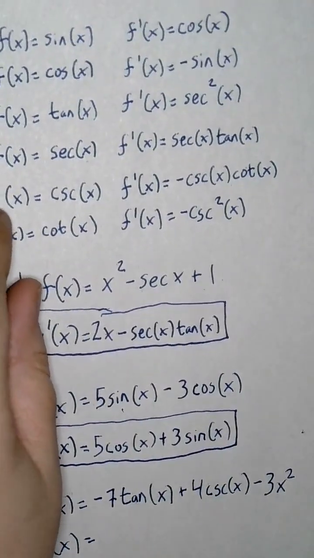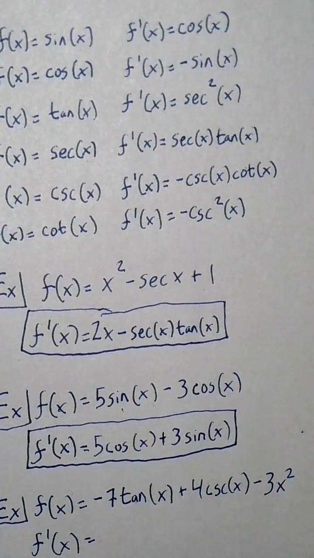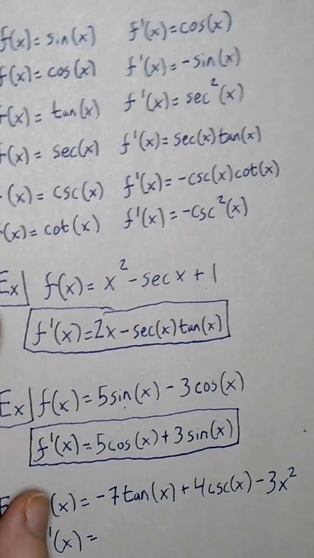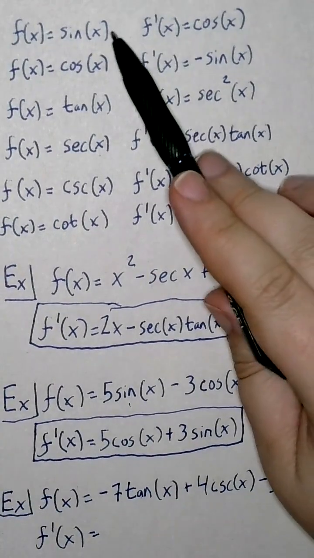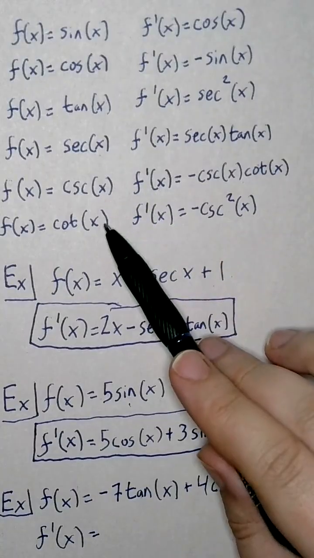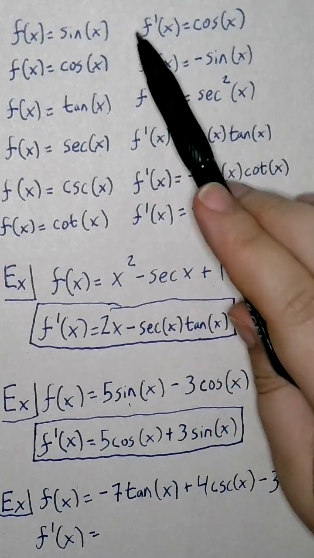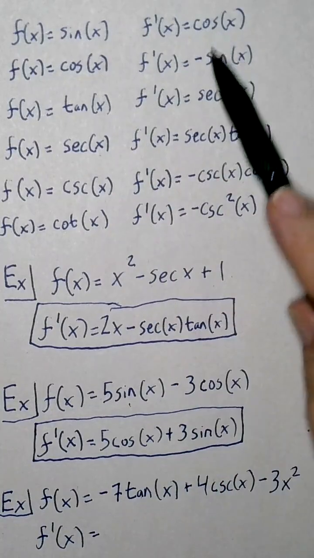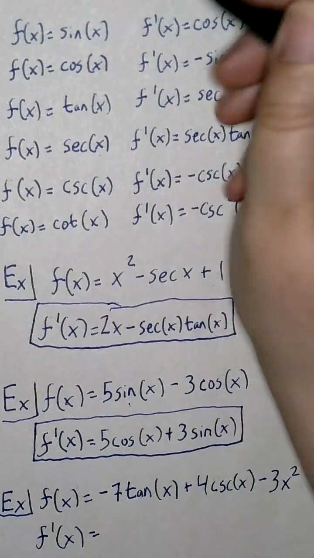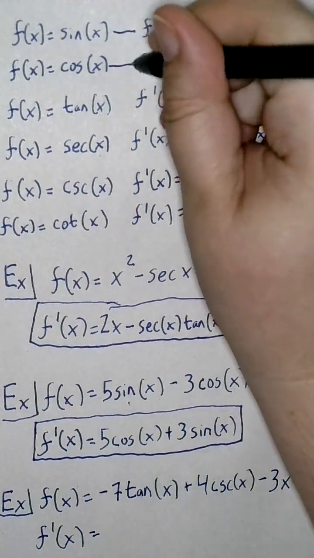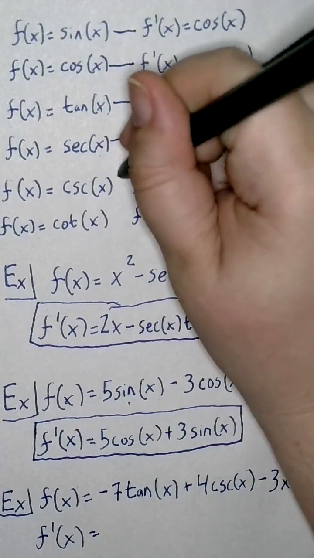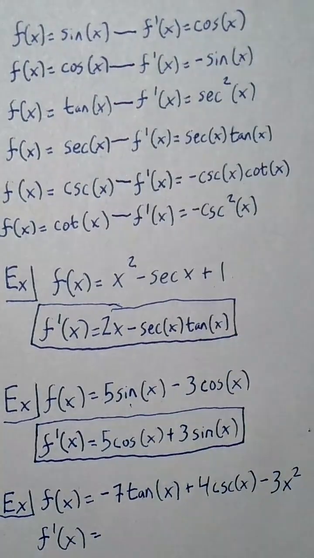So let's go ahead and look and see what we have. On the left, I have my trig functions, and on the right, I have their respective derivatives. So all 6 of these match up to the 6 that are right across from it.